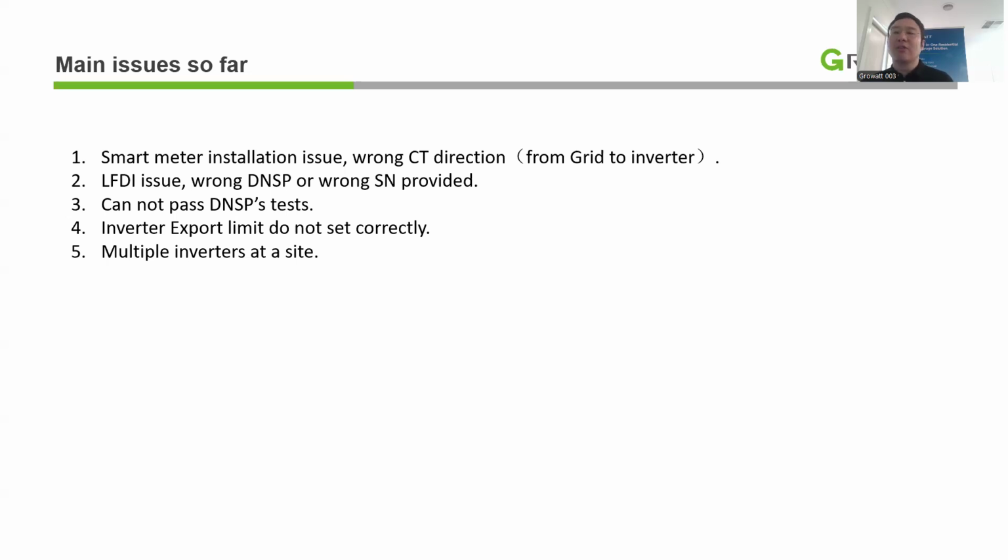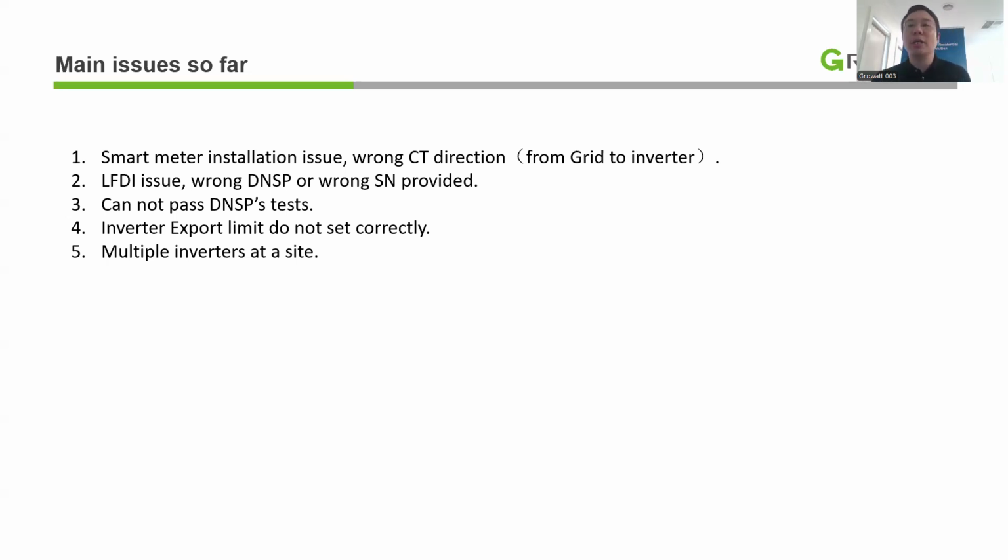Cannot pass the DNSP tests. The DNSP tests can be really tricky as well. As I mentioned before, always check that the installation of the smart meter is right, always check the internet is stable, always check the export limit is right, and lastly, sometimes the utility server can make mistakes, so try a couple of times. Also always check that there's sufficient solar power generation. If you cannot pass the DNSP tests, just give us a call.